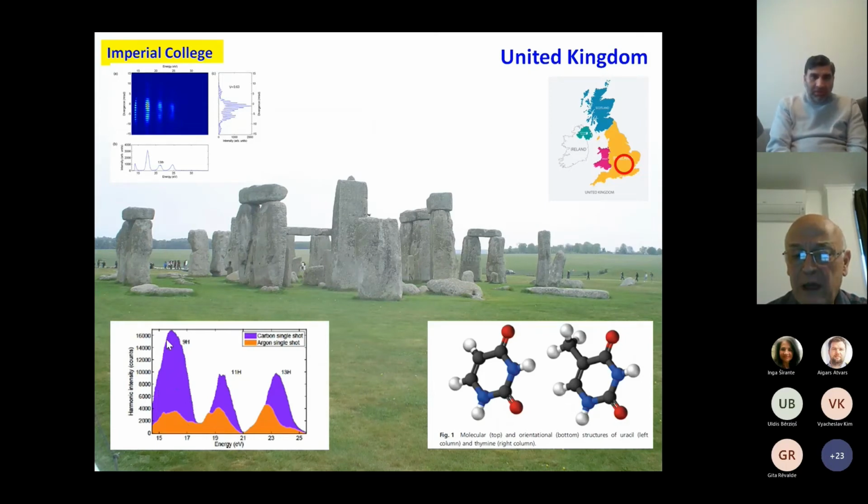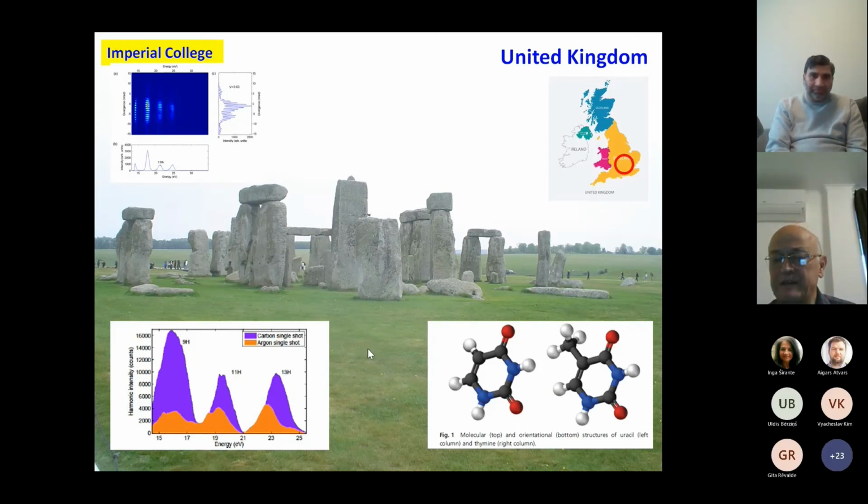Here I show low-order harmonics generated in carbon plasma and in argon gas. You can see that even at these conditions, the conversion efficiency for low-order harmonic generation becomes stronger.